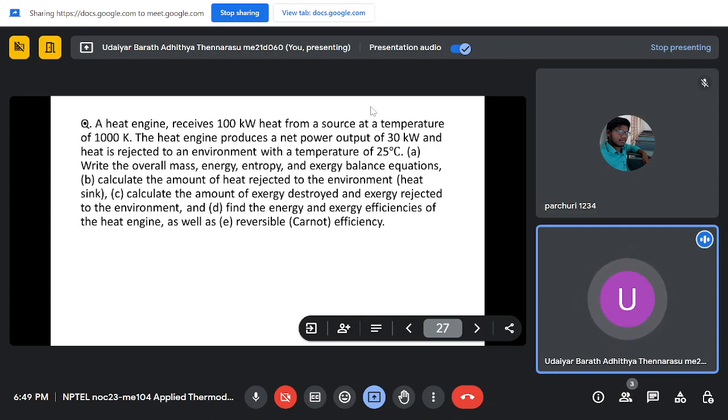So I have taken this link to exergy because the previous week someone had a question on exergy. So I have taken a problem combining both exergy and the Carnot one. So you can try to solve this.